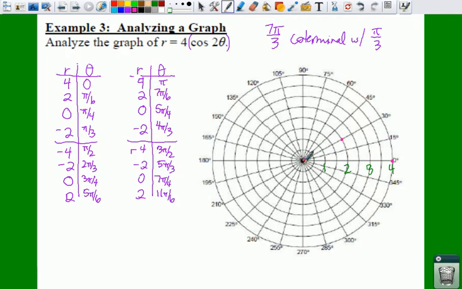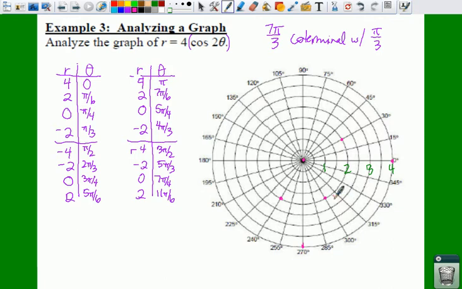0 at pi over 4. At pi over 3, we're going to go -2, so instead of going up here, we're going to go down to half, 1, 1.5, 2. Go in the direction of pi over 2, which is up, but we need to go -4, so that's actually going down over here. And then we're going to get a negative in the direction of 3 pi over 4, which would be up here, but we need to be going this way.